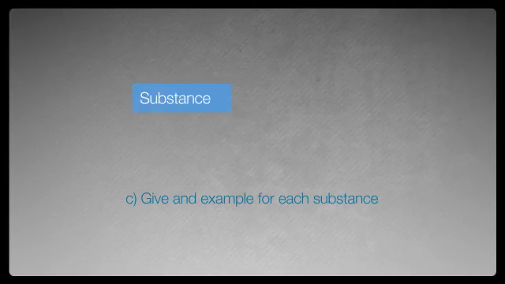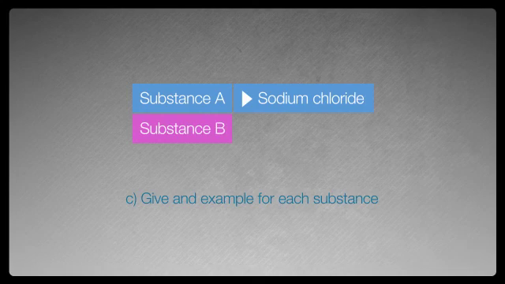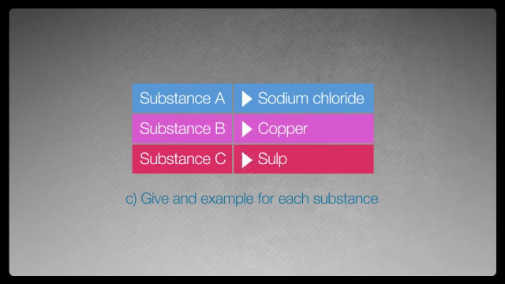Question C. Give an example for each substance. Example for substance A can be sodium chloride. An example for substance B can be any metal like copper. An example for C can be any non-metal like sulfur.